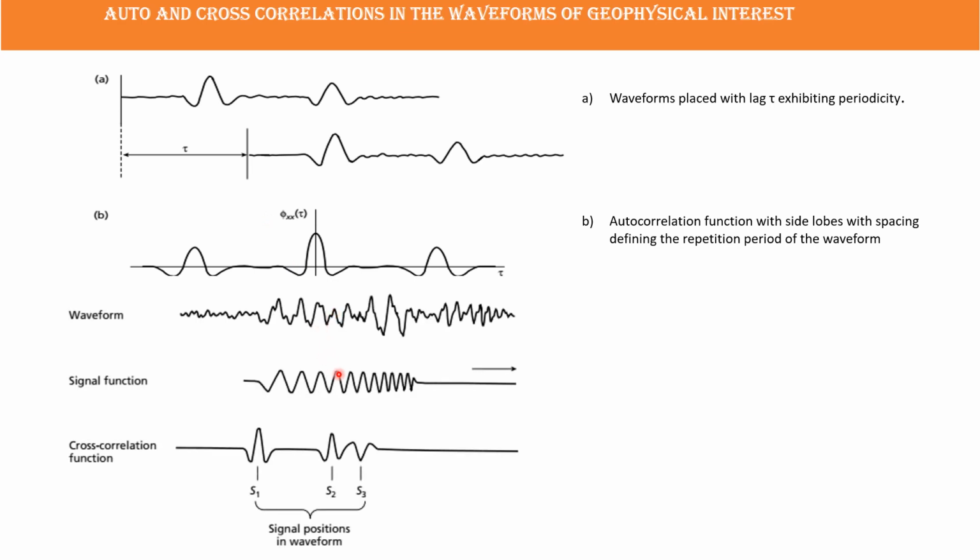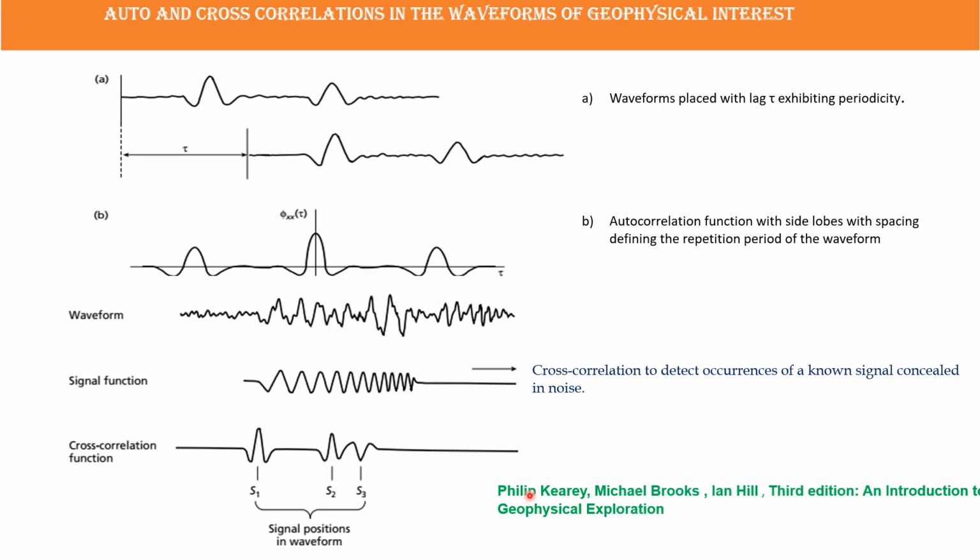But for cross correlation, we have a waveform and the signal function. Now you can detect hidden periodicities in the waveform. When the waveform is cross correlated with the signal function, it is used to define the hidden periodicities, like S1, S2, and S3, in a waveform that is concealed in noise. So this is the application of the cross correlation, and this is the application of the autocorrelation. There is another autocorrelation application, to define the source wavelet.